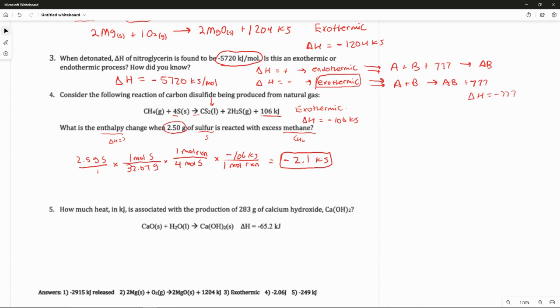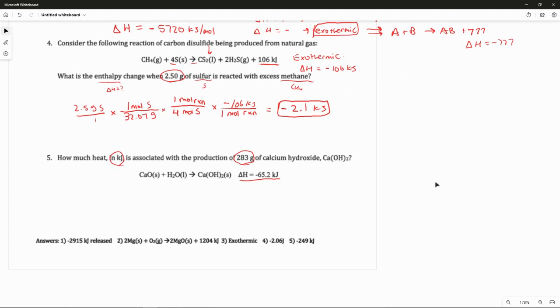All right, last question. How much heat in kilojoules is associated with the production of 283 grams of calcium hydroxide, Ca(OH)2? Okay, so we have a thermochemical reaction equation given to us, and we can tell that instead of having numbers in our equation, they straight up gave us delta H. When this comes up, you can say, "Thank you, Mrs. Dudley," and accept the fact that this just made your life easier.